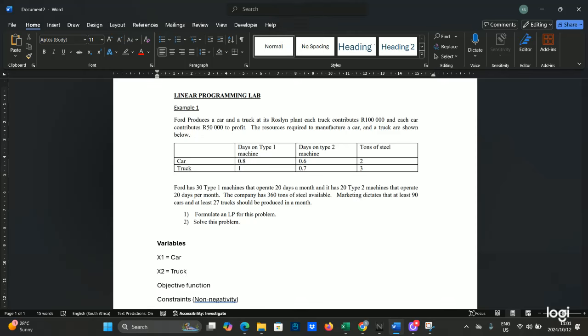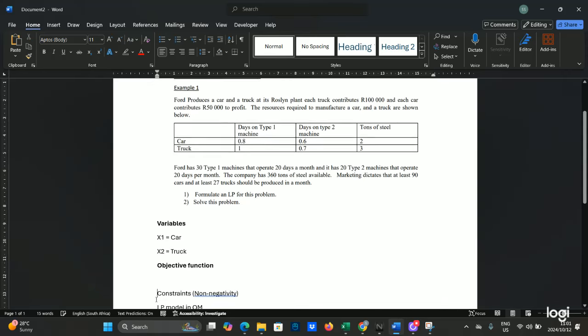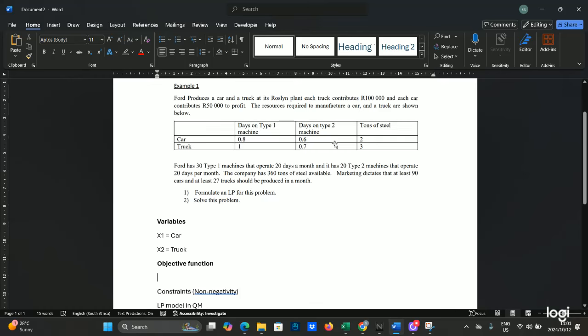Now I have to formulate the objective function. The first step is to determine whether they are minimizing or maximizing profit. If you read the statement, Ford produces a car and a truck, where the truck contributes 100,000 and the car contributes 50,000 to profit. They are trying to determine the most optimum number of cars and trucks to produce, with regard to how much profit it can generate for them. So I can identify the objective function as they're trying to maximize.